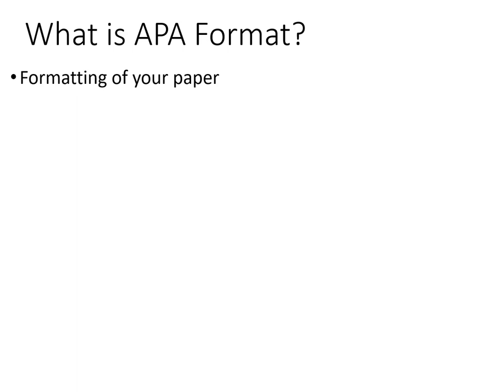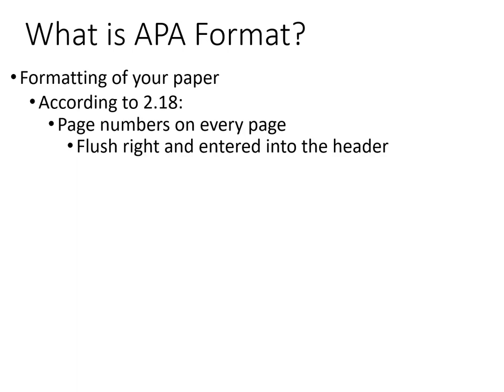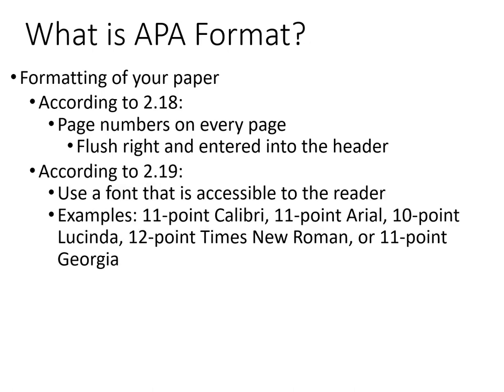Chapter 2, sections 18 through 24 delineates how your paper should be formatted. According to Chapter 2, Section 18, your paper should have page numbers on every page, which are flush right and entered into the header as opposed to manually typing in each page number. The title page should begin with page 1. Chapter 2, Section 19 states that you should use a font that is accessible to the reader, and they give you several options that you can use. These fonts are chosen because they are readily accepted by various assistive technologies.